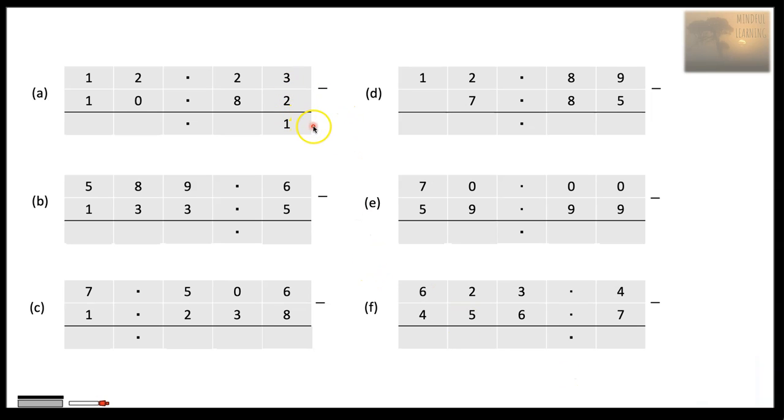2 from 3 was 1. 8 from 2 won't go, so make it 8 from 12. Don't forget to pay back. 8 from 12 goes 4. 1 from 2 is 1, and 1 from 1 is 0, so we don't put that in.